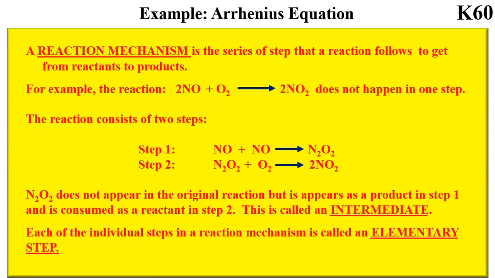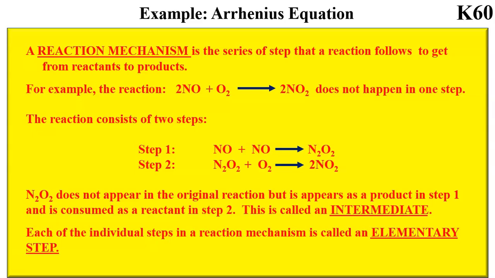The last concept we're going to deal with in kinetics is called a reaction mechanism. And this is a series of steps that a reaction follows to get from reactants to products. So when you look at the reaction 2NO plus O2 to give you 2NO2, you see it's a balanced reaction, but that doesn't just magically happen. There's a series of steps where the NO has to break apart, where the O2 has to break apart, and then somehow they have to be put back together to create the 2NO2 molecules.